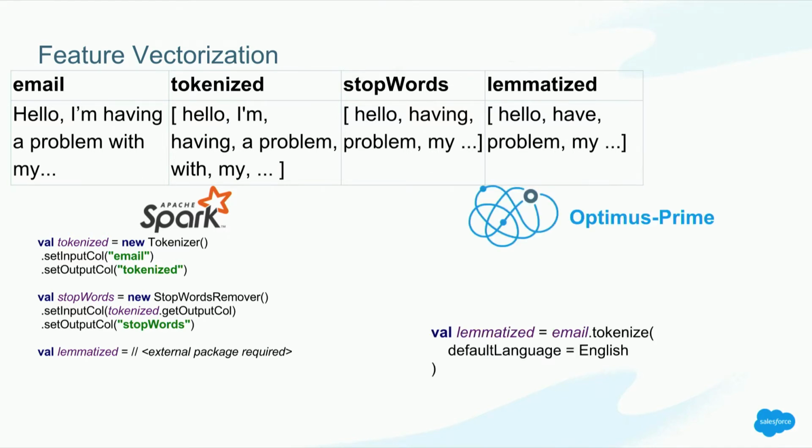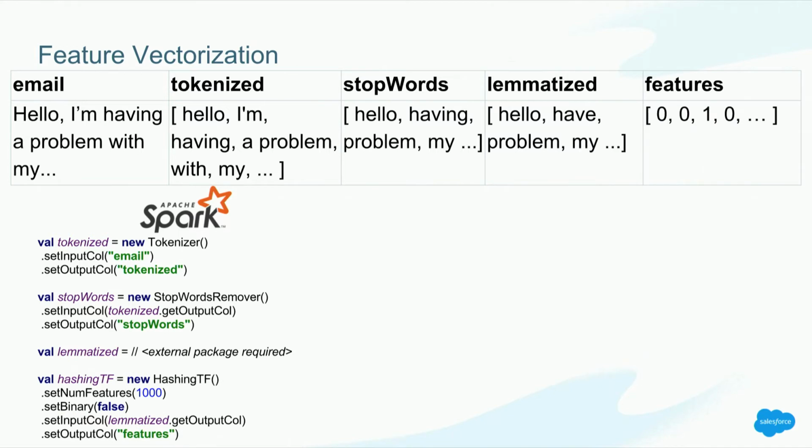But we can accomplish all of this in a single step in Optimus Prime, again because it's a common transformation. One way to do this is in our tokenize method, where you can specify a default language. If we know that it's English, we can remove the common English words and do the common English lemmatization.